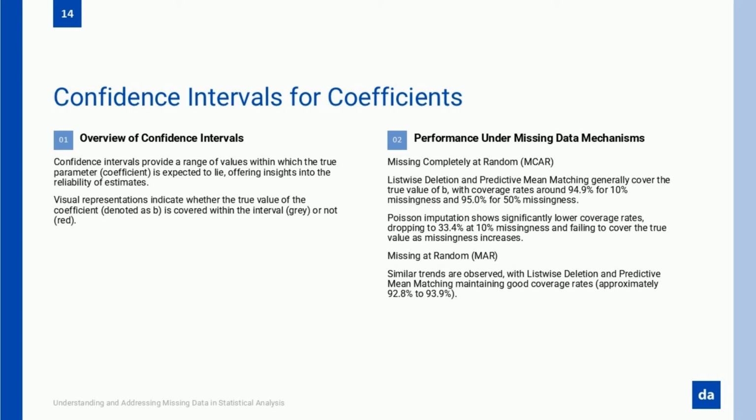Visual representations of confidence intervals make it easier to spot when the true value is safely in the gray. Hooray, or alarmingly in the red. Oops. Missing completely at random, MCAR.